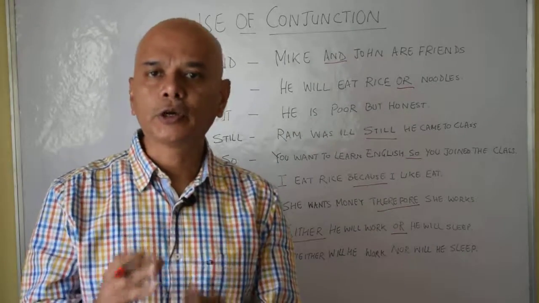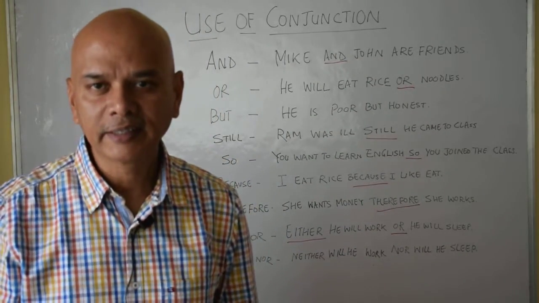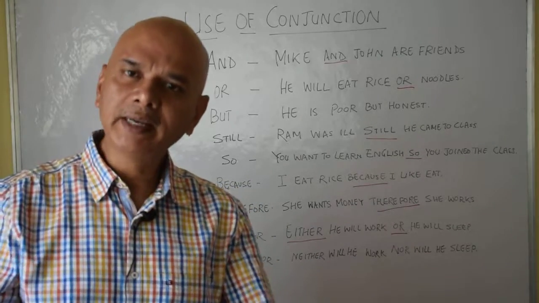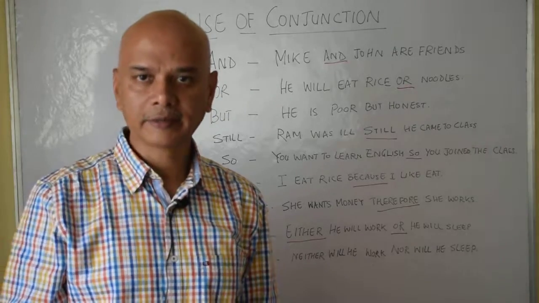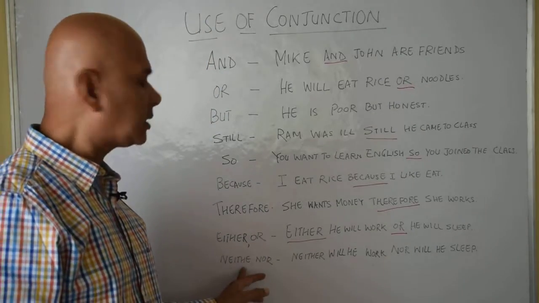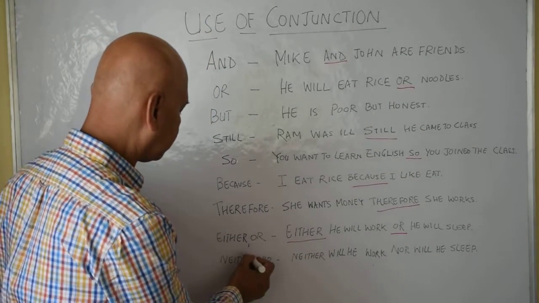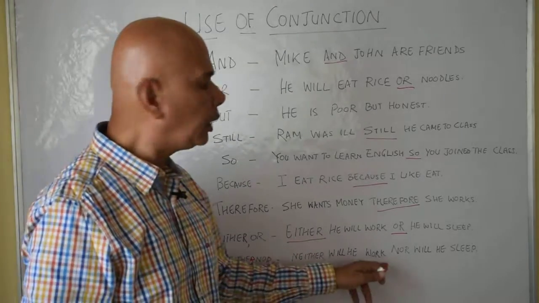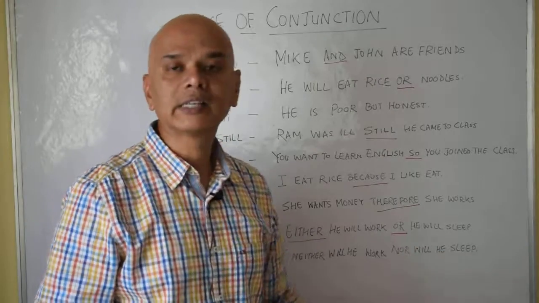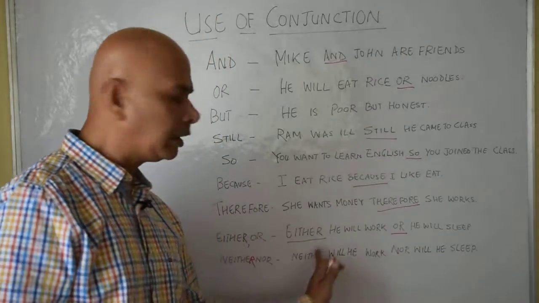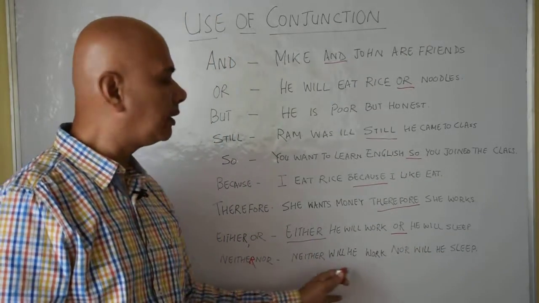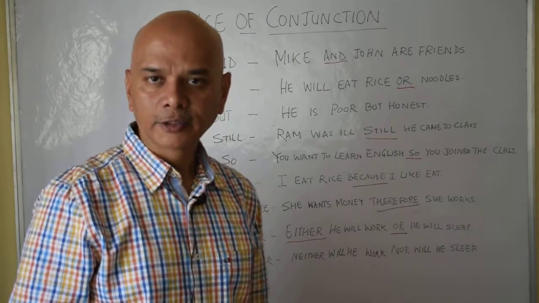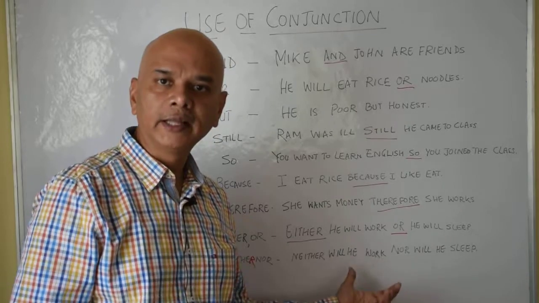Either I will teach or I will read. Either I will teach or I will not teach. Many types of sentences you can make. Another example is neither nor. Neither will he work nor will he sleep. So here we are putting the will before the subject. Neither will he work nor will he sleep. So these are examples of options, either or and neither nor.